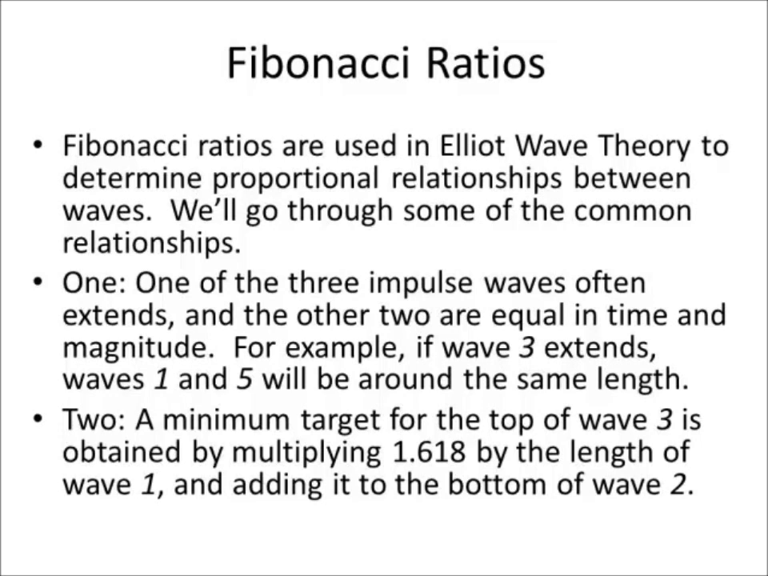The second thing we will look at: a minimum target for the top of wave 3 is obtained by multiplying 1.618 by the length of wave 1 and adding it to the bottom of wave 2. This 1.618 is the Fibonacci ratio.